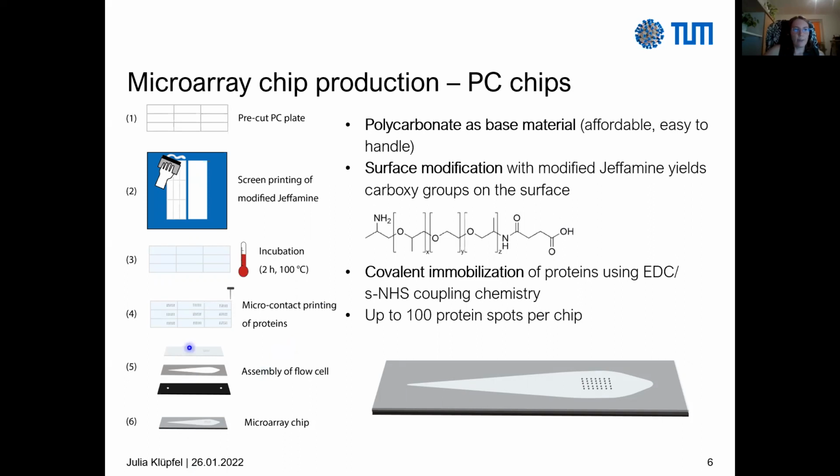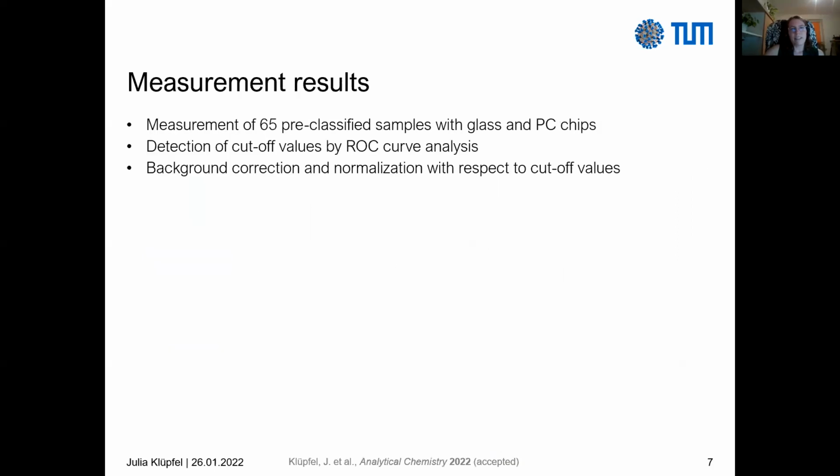And then the only thing we still have to do is to assemble the microarray chip. So it's the spotted chip. And this is a double-sided adhesive foil with a flow cell in it. And then we can immobilize up to 100 protein spots on this chip and can easily measure it. This already sounds good from the idea, but does it actually work?